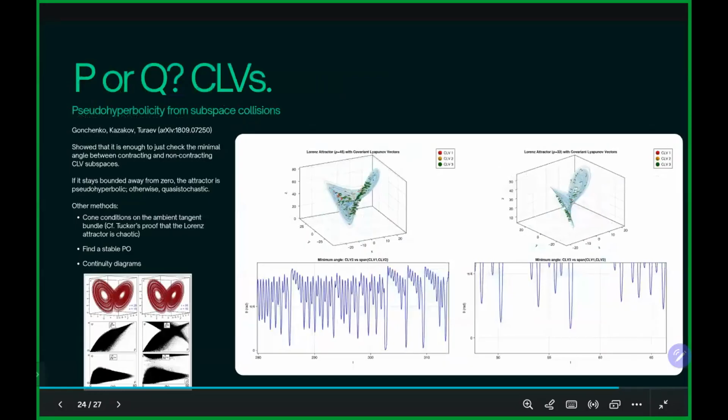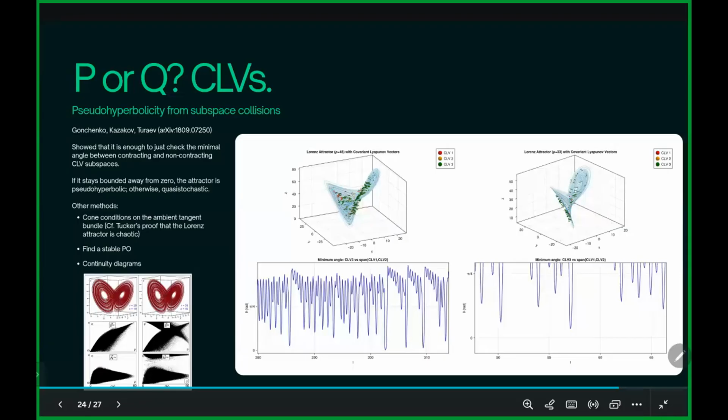It turns out, using these covariant Lyapunov vectors, you actually have a criterion that lets you figure out if an attractor is pseudo-hyperbolic or quasi-stochastic. I think it was 2020 that we figured out you could do this. And it's so cheap. Before, you had to use cone conditions in the ambient tangent bundles, and it was extraordinarily difficult. Only theoreticians could do it, but now anybody with a computer can do it.